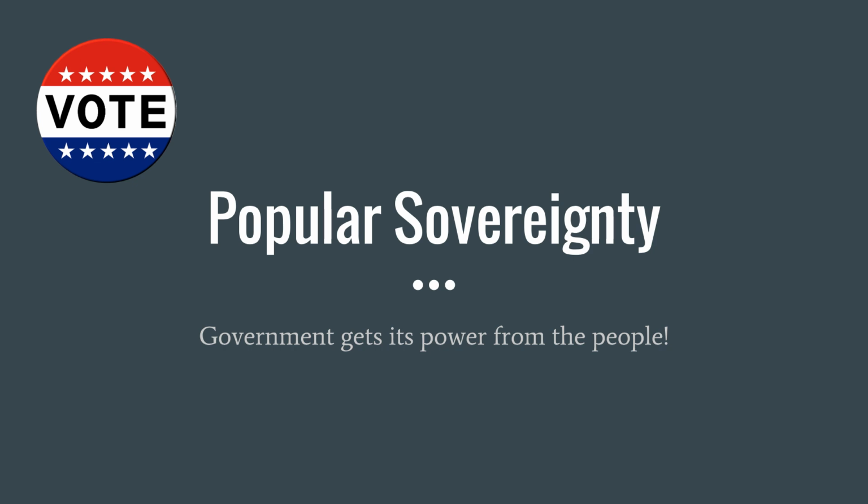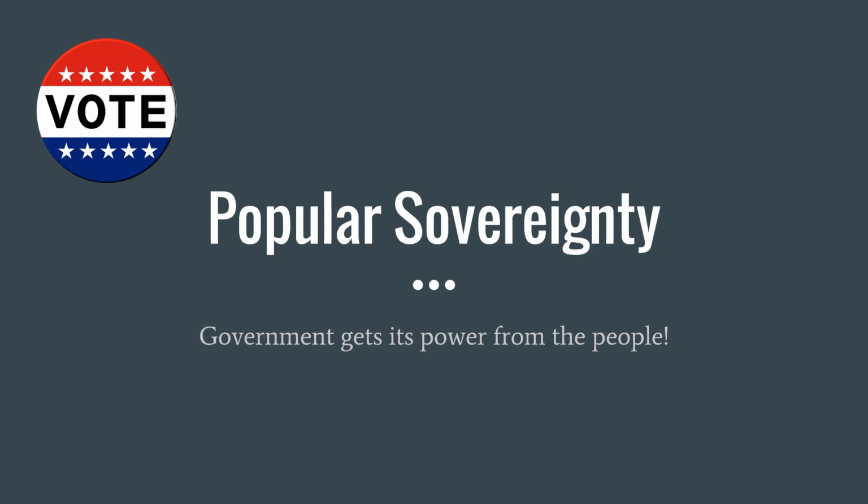Now, if you think about the word popular sovereignty itself, popular has to do with people, and sovereignty, well, sovereignty is rule. So if you remember back when we talked about the state of nature, we talked about the sovereign. The sovereign was the ruler here. So sovereignty is the ability to rule, popular is the people.